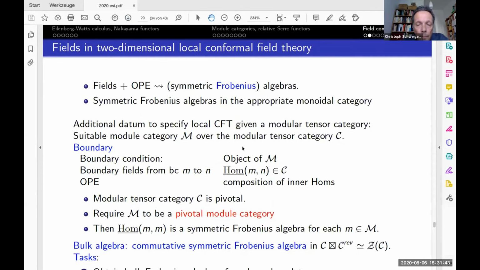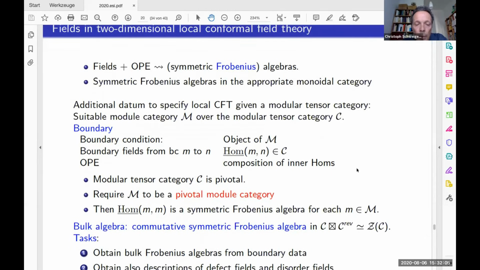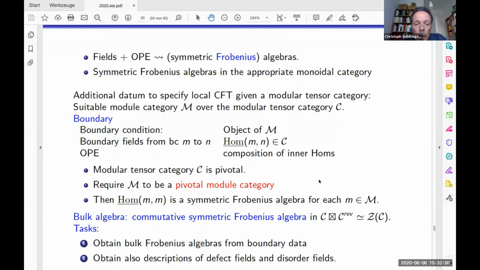So now what do we need to do? We have to take a pivotal module category and extract from it an algebra describing bulk fields. This is an algebra which combines left movers and right movers, and due to the fact that this is a modular tensor category, it should be an algebra in the Drinfeld center. So we should obtain a Frobenius algebra from the boundary data, and we should get this not only for the bulk fields, but there are many more fields in a conformal field theory. There are defect fields and disorder fields, and we should get algebras for all of them. So let me explain how this goes.